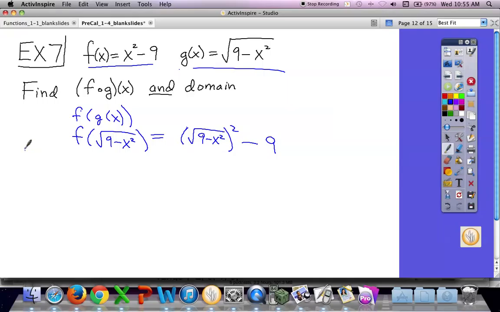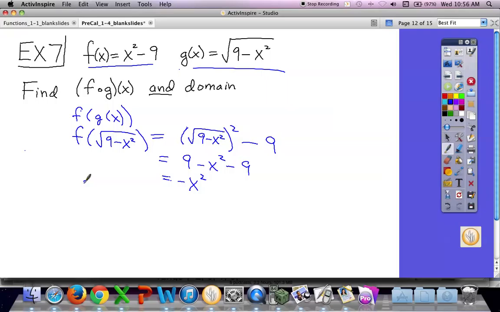Okay, now simplify. What happens when we square that square root? They cancel each other out. So now that's 9 minus x squared minus 9. Okay? So the 9's cancel, and you have negative x squared. Now, if I was asking for the domain of a function, negative x squared, I would definitely say all real numbers, because there's no dividing and there's no square roots.